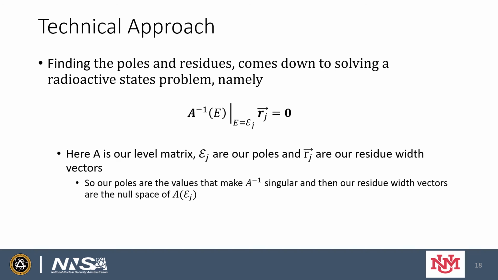Now, I've been doing my best not to throw equations at you all, but here I think I have to. So, at the heart of finding those poles and residues is what's called a radioactive states problem. And if you've never heard of that before, don't worry, you're in good company. But in the simplest terms, it's in the form of a generalized eigenvalue problem. And so what we need to do is find the energy value here, epsilon sub j, that gives us a singular matrix, i.e. the matrix has a determinant of 0. Once we have that, the residues are the null space of A evaluated at that pole, and then these are normalized. With our poles and residues, we can then generate our transmission probabilities.